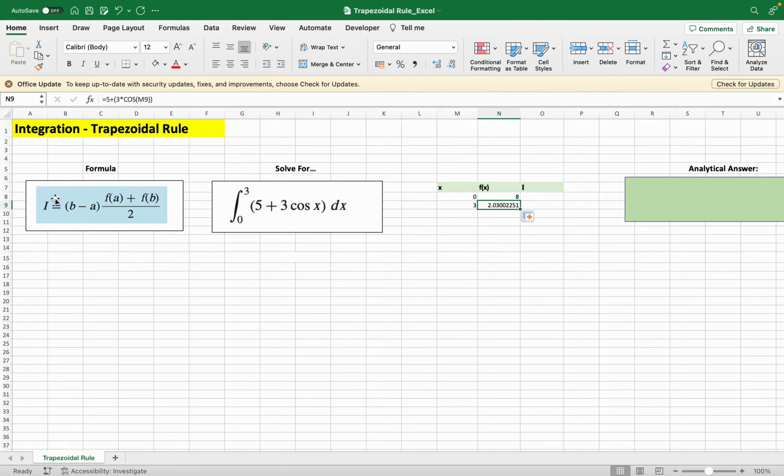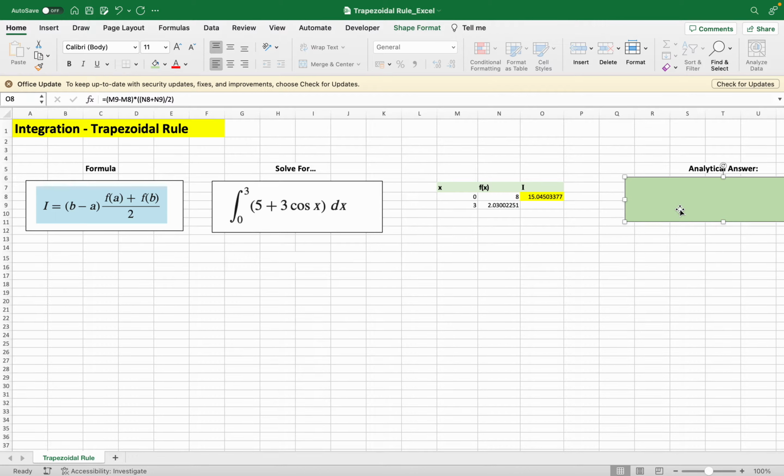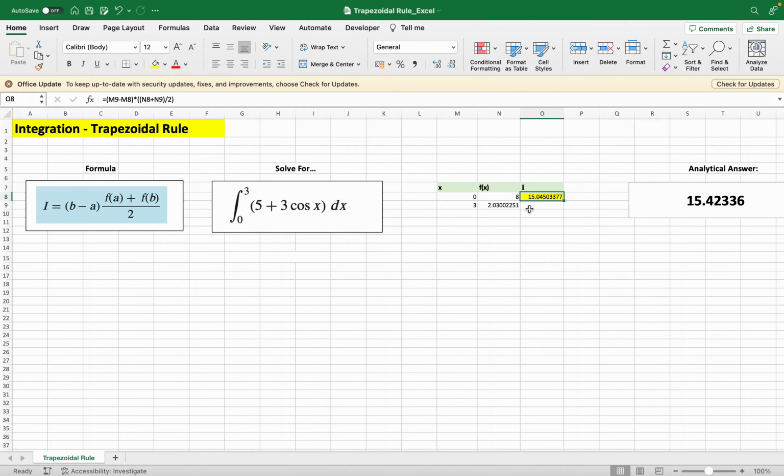And so with that, we can use the formula here, which is b minus a, and b is our upper bound, 3, and our lower bound is a, which is 0, so just b minus a times f of a, which is evaluating the function here at our lower bound, 0, plus f of b, divided by 2. And we get this, which is basically it. We got the answer for the integral of this function. And if you compare this with the analytical answer, it's close, it's at 15 point something, but it is a bit different.